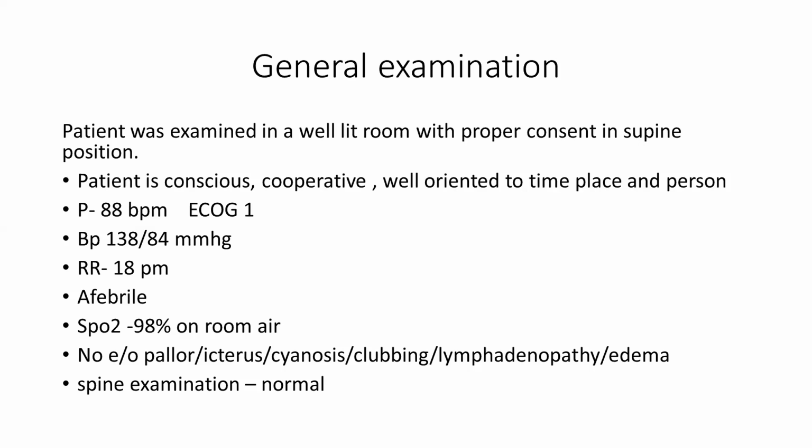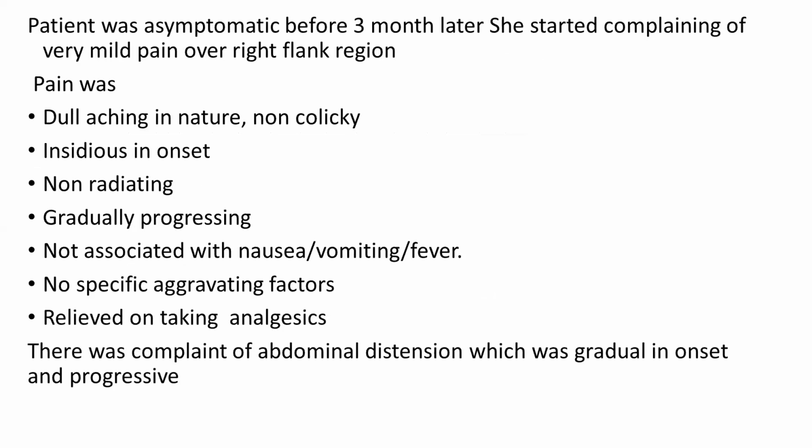Can we go back to the history? Can we go back to the chief complaints? So the pain is there for 3 months. 3 months of gradually progressing, non-radiating, dull aching pain, no aggravating or relieving factors, with gradual onset abdominal distension also, which is progressive in nature.